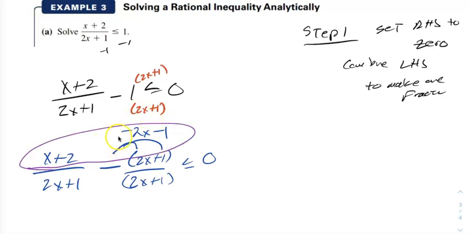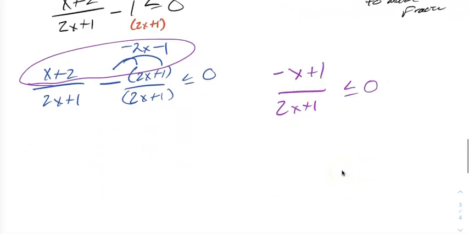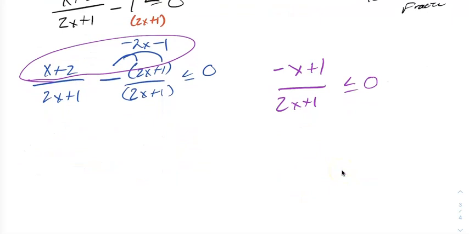x minus 2x would be negative x. 2 minus 1 would be 1. All over 2x plus 1 is less than or equal to 0. So after you do all that work, now it's just like a problem we did before. We have it down to something less than or equal to 0. Now we just find the critical points, so the top equal to 0 and the bottom equal to 0. Negative x plus 1 equals 0. 2x plus 1 equals 0.